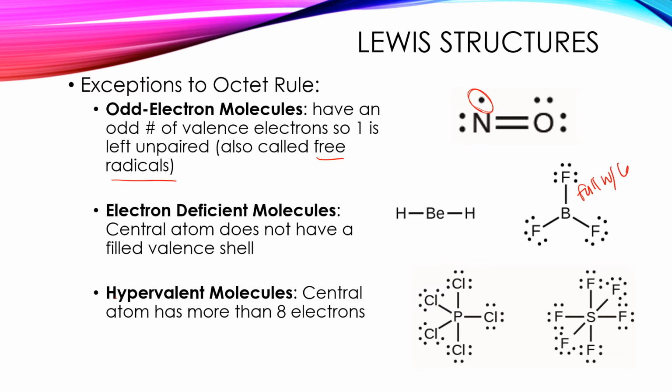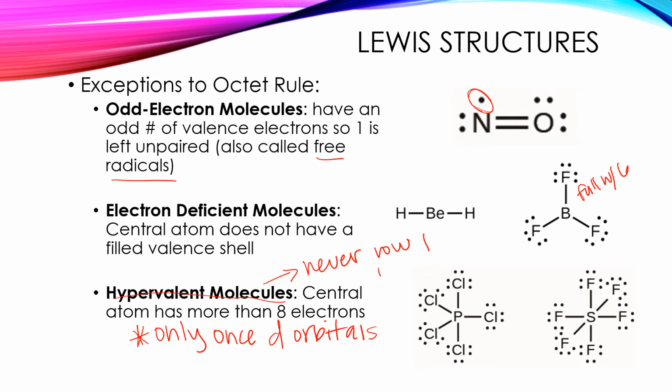We also have hypervalent molecules, and that's when a central atom can have more than 8 electrons. Now, you will notice that this does not ever show up until we have d orbitals present in order to expand that octet. So hypervalent molecules are never row 1 or 2. So carbon is not going to expand its octet. Carbon doesn't have any d orbitals to put these extra expanded electrons in.